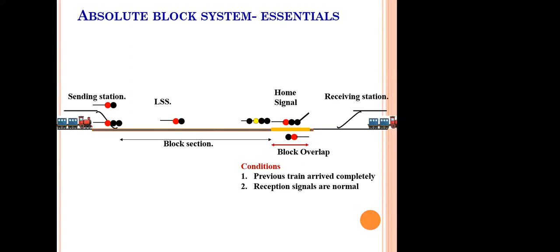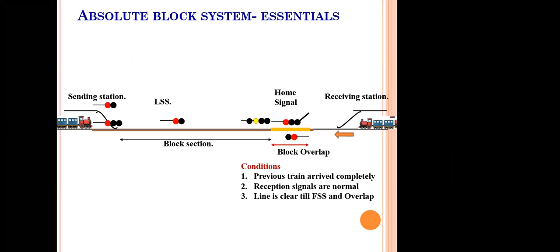We have studied yesterday what block overlap is, and what its length should be: not less than 180 meters with multiple aspect upper quadrant signaling, not less than 400 meters with lower quadrant signaling. We are now confined to multiple aspect upper quadrant signaling. The line is clear not only up to the first stop signal, the home signal, but also an adequate distance beyond it. Clear means no obstruction.